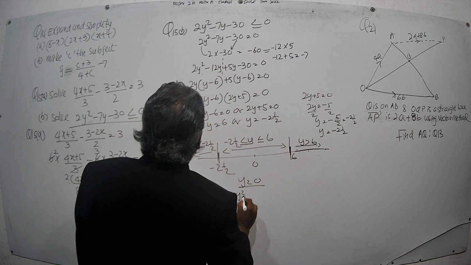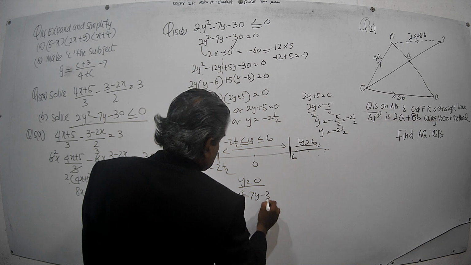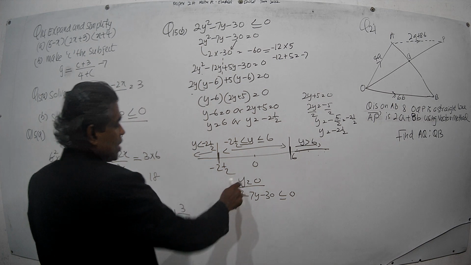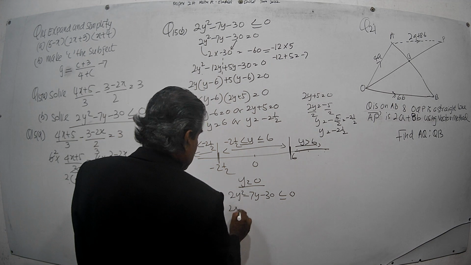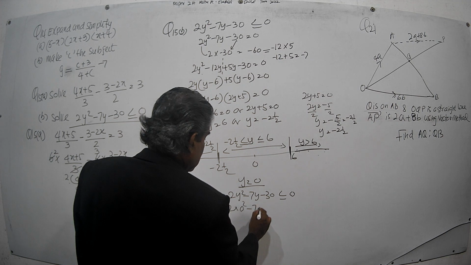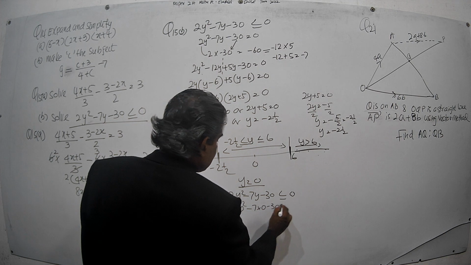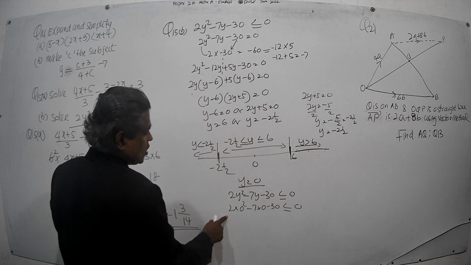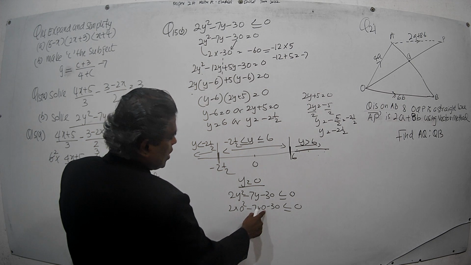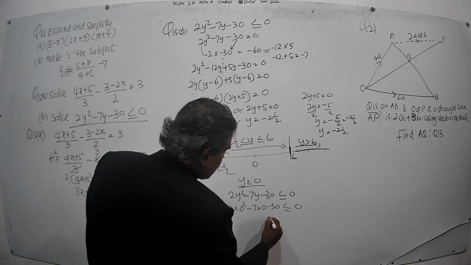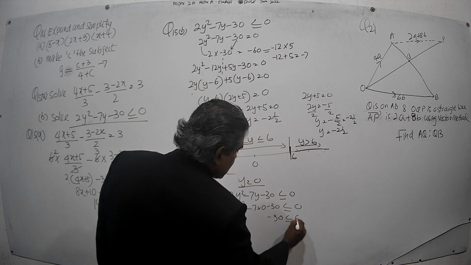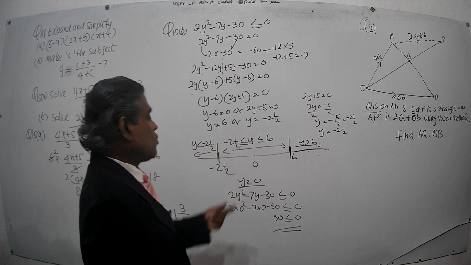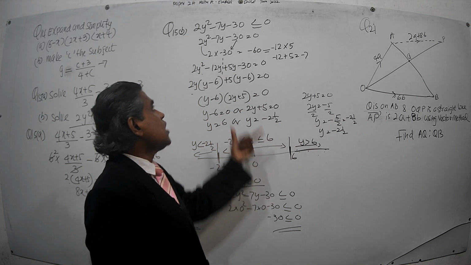Then y equals 0, you substitute into 2y squared minus 7y minus 30 less than 0. Then 2 into 0 to the power 2, minus 7 into 0, minus 30. Then 0 to the power 2 is 0, into 2 is 0. Minus 7 into 0 is also 0. Then what is left here? Minus 30. Minus 30 less than 0. Yes, minus 30 is less than 0. Right? Therefore, this part of the number line satisfies the inequality.